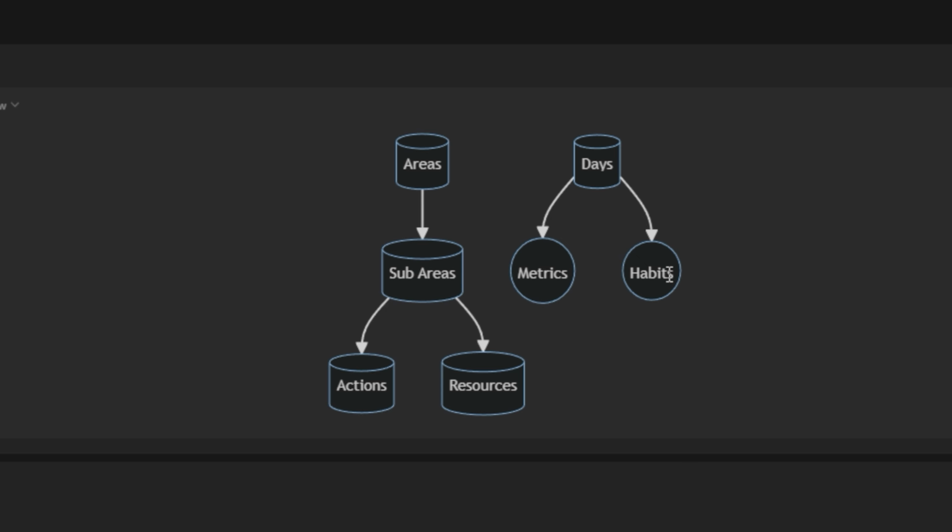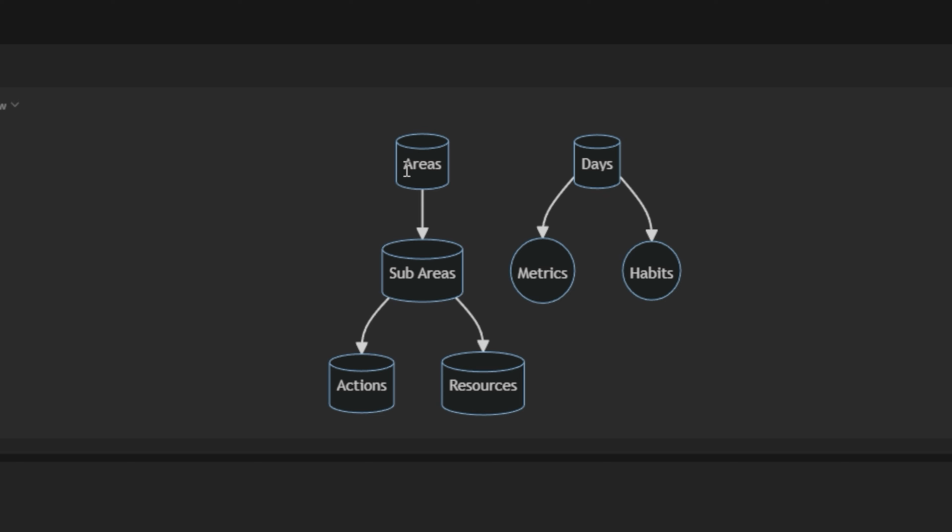So I don't list out all of the properties in each of these databases because this would be a crazy graph, but I just wanted to integrate metrics and habits so that you understand the architecture of the overall system. Metrics and habits are properties, not databases. The database that they are related to is days. So we're working along like a days timeline, essentially, with the metrics and habits. So this system is a bit of a separate system from the areas, sub areas, actions, resources.